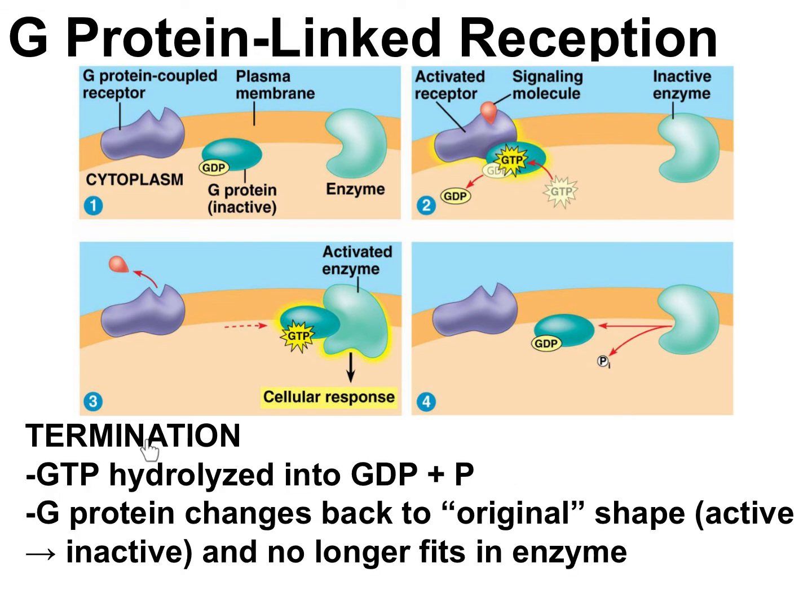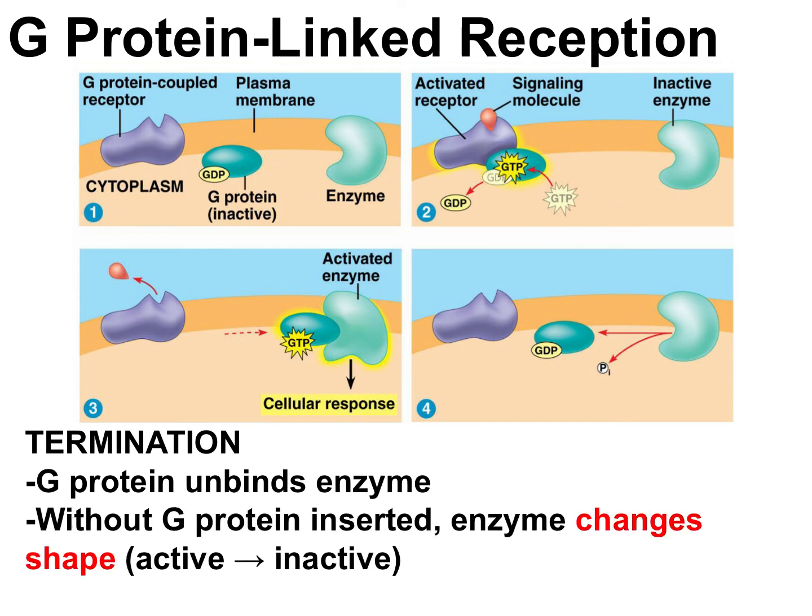Well, what about termination? How does this pathway turn off when the signal is received? Well, check out what happens to this G-protein in panel 4. The GTP is hydrolyzed to GDP. There's that third phosphate getting kicked off right here. And this causes the G-protein to change shape back into its original inactive shape. As a result of that G-protein shape change, the G-protein doesn't bind the enzyme anymore, and the enzyme changes shape back to its inactive conformation, its inactive shape.